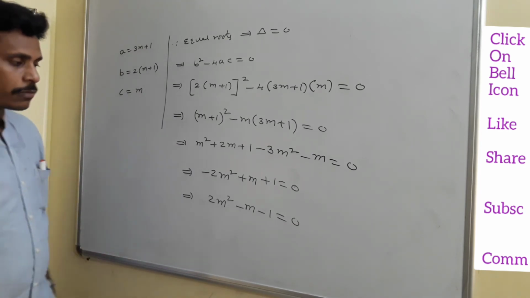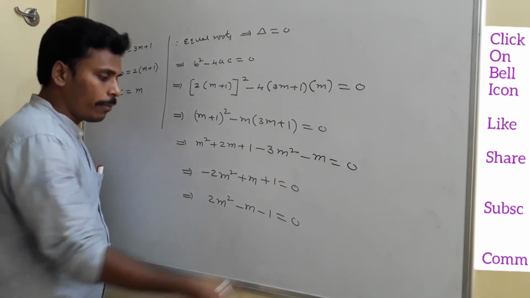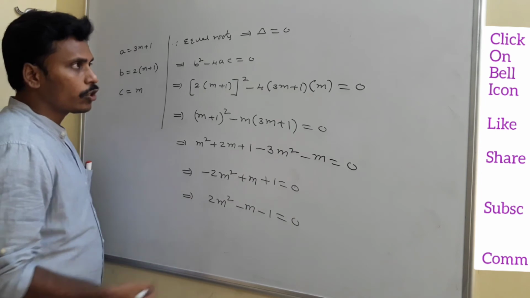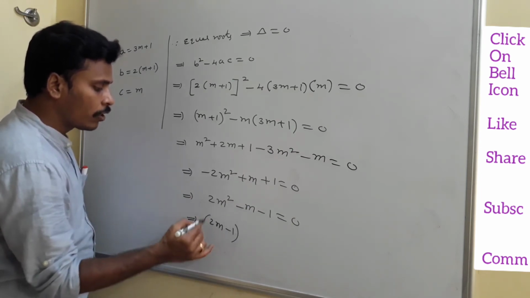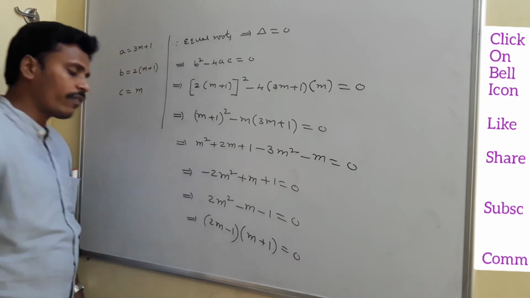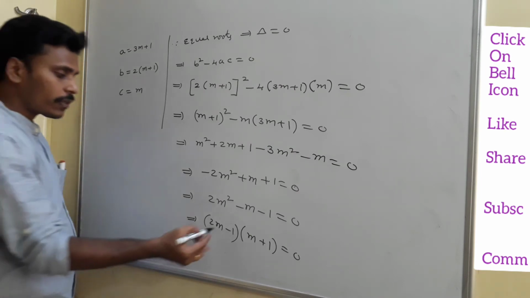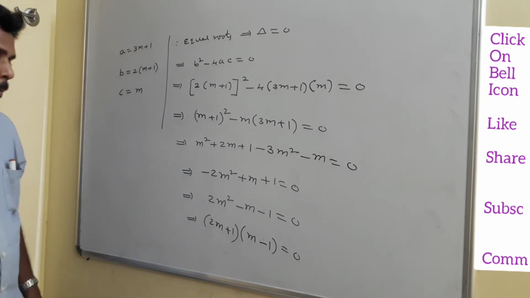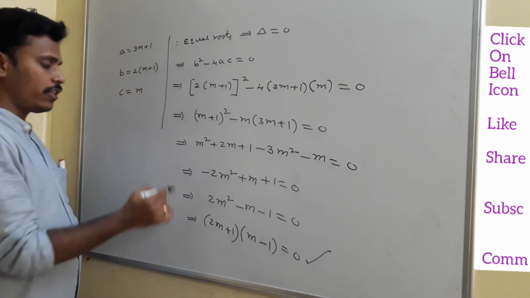Think about it. Whether any factorization is possible here, or we may move with the quadratic formula again, because it is a quadratic equation in terms of m. I think there is a possibility for factorization. If I write like this, 2m minus 1 into m plus 1 is equal to 0, what will happen? Think a while. 2m square plus 2m minus m. Take here it is plus and there it is minus. Now it is correct, right? Minus 2m plus m is minus m and then minus 1. So it's a correct factorization for this quadratic.